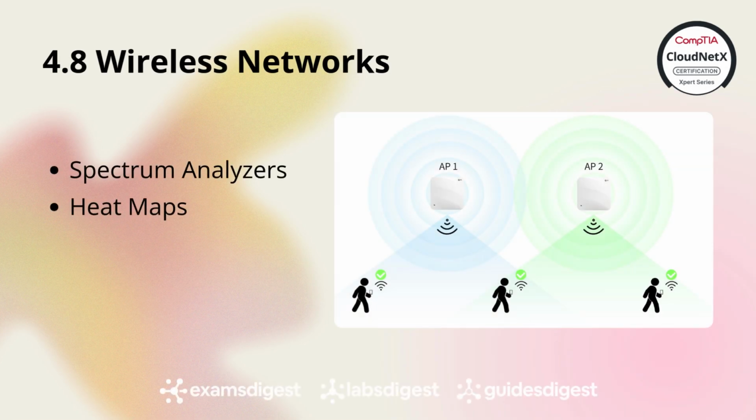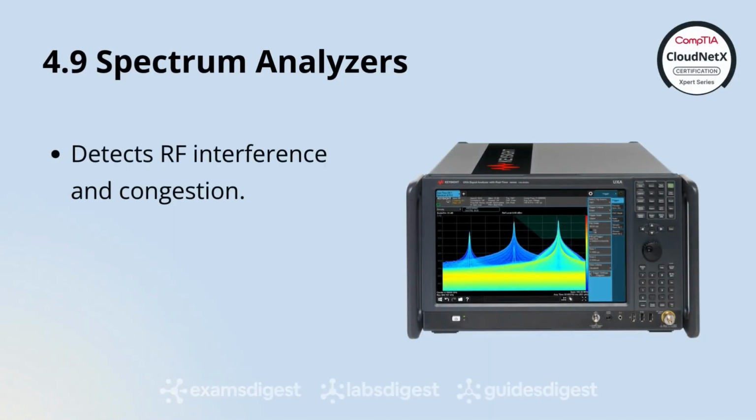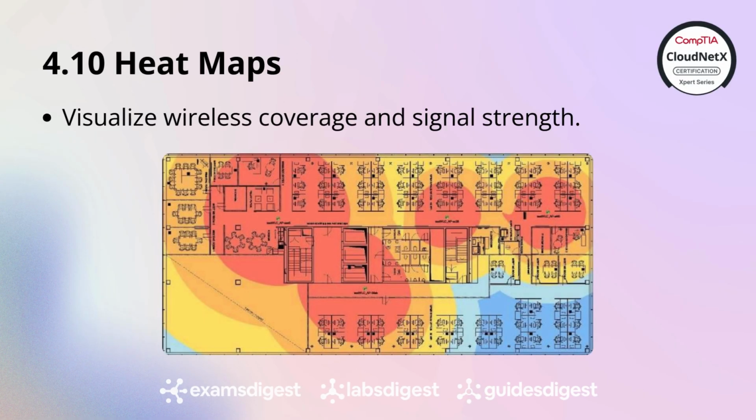When it comes to wireless networks, tools like spectrum analyzers and heat maps are invaluable. A spectrum analyzer examines the radio frequency environment, detecting interference or congestion that might affect Wi-Fi performance. For instance, if users report poor Wi-Fi performance, a spectrum analyzer can reveal whether nearby devices or networks are causing interference.